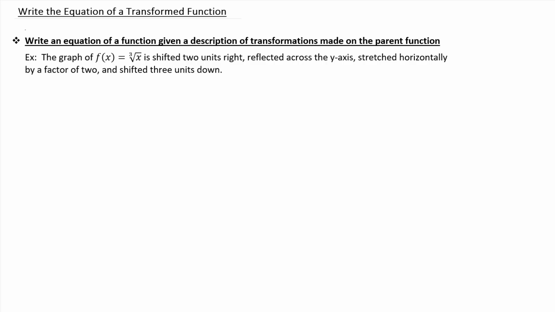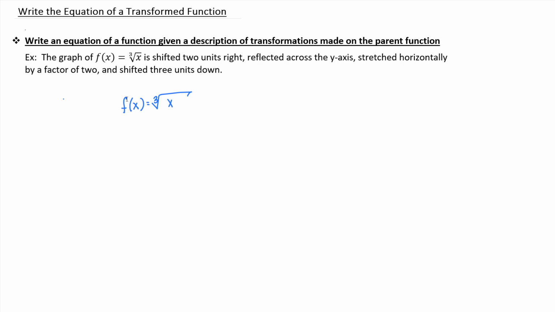The focus of this lesson is on writing the equation of a function given a description of transformations made on that function. So we're going to start off with our parent function, f of x equals the cube root of x. All transformations are going to happen to that function, f of x. And we're going to basically take them in order as they're stated, because if you were to actually graph by transformations, you would follow the description in order.